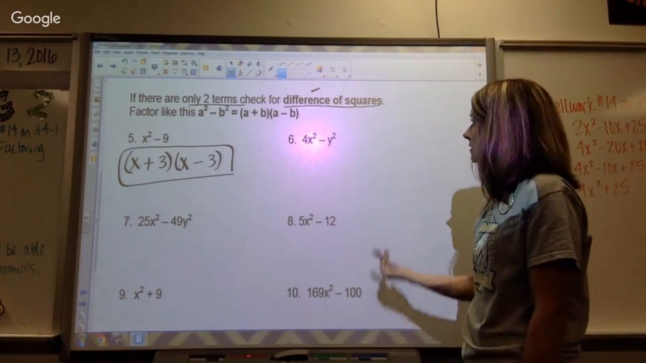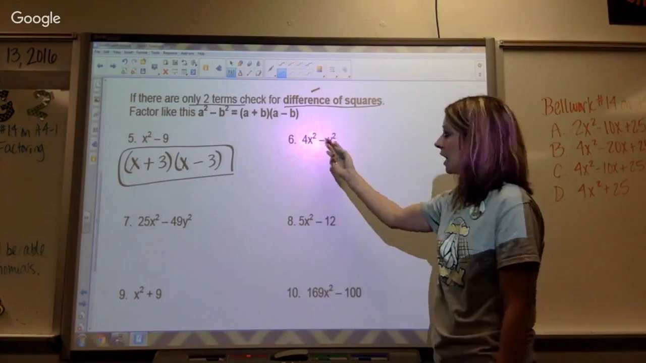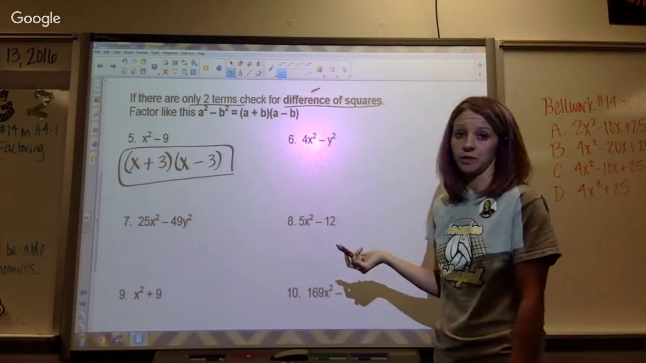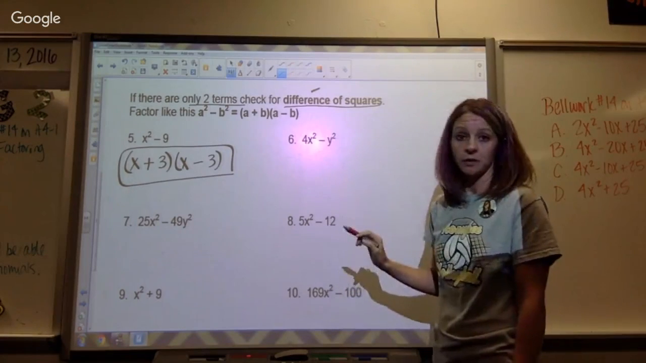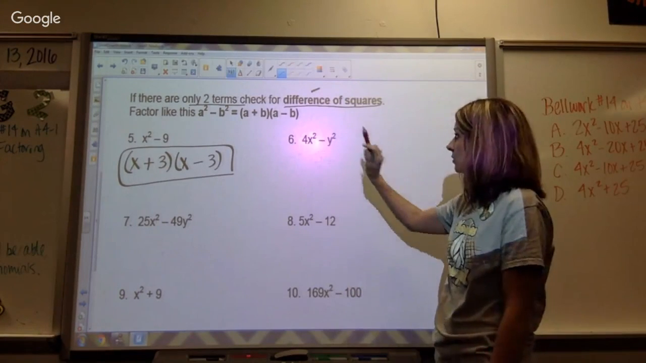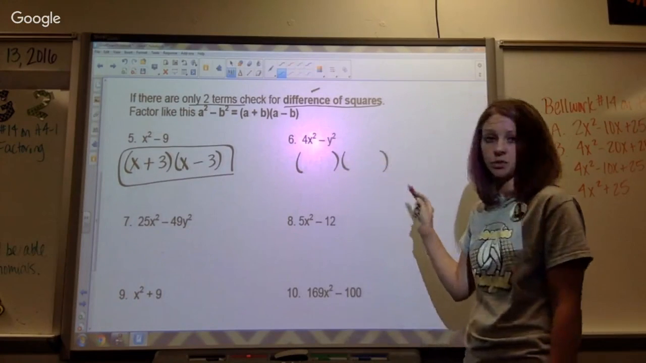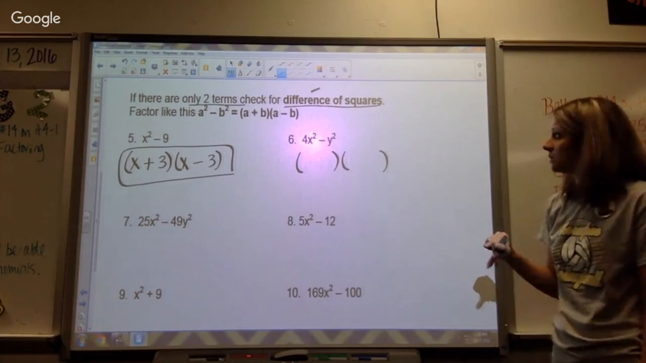Okay, number 6. Notice we have two terms. They don't have anything in common. We are subtracting, so we need to check for perfect squares. 4 is a perfect square. X squared is a perfect square, and so is y squared. So this would be difference of squares. So open up your two sets of parentheses.